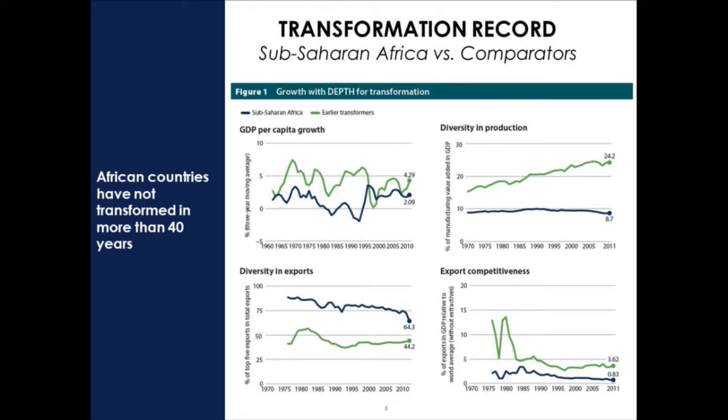And again, in all these figures, the blue line is sub-Saharan Africa, and the light green is the comparators. And you see that in terms of export competitiveness, the blue line, the African countries, are going slightly down, which indicates that even with the big growth in exports, a lot of it has been based on extractives. Once you take the extractives out, we are not doing so hot.